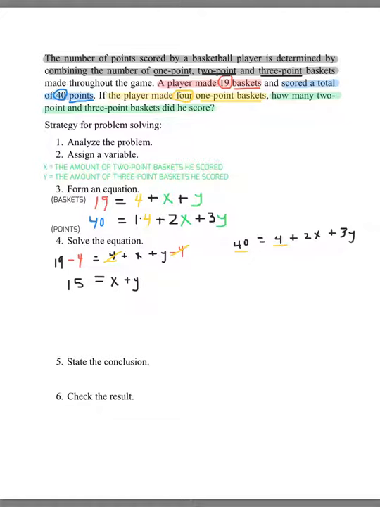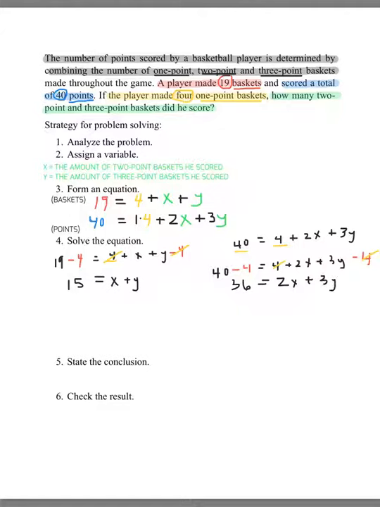Similarly, on the second equation, I'm going to go ahead and subtract 4 from both sides as well, and that's going to give us the following. So simplifying down both sides of the equation, on the left, 40 minus 4 is going to give us 36. And on the right hand side, the positive 4 and the negative 4 are going to simplify out to give us 2x plus 3y.